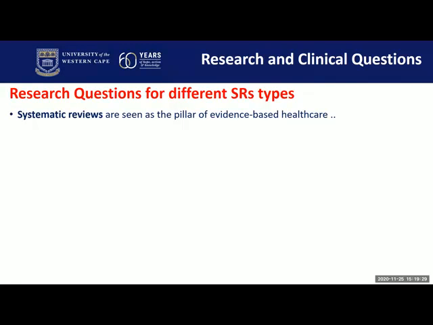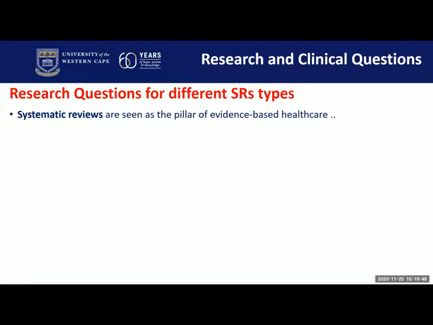Primary research would be your randomized controlled trials, your clinical trials, your cross-sectional studies, cohort studies, your case studies, etc. That's primary research. But you also get secondary research, which would be your review types. And I'm going to give you a list of reviews that you can do. But you get different review types.